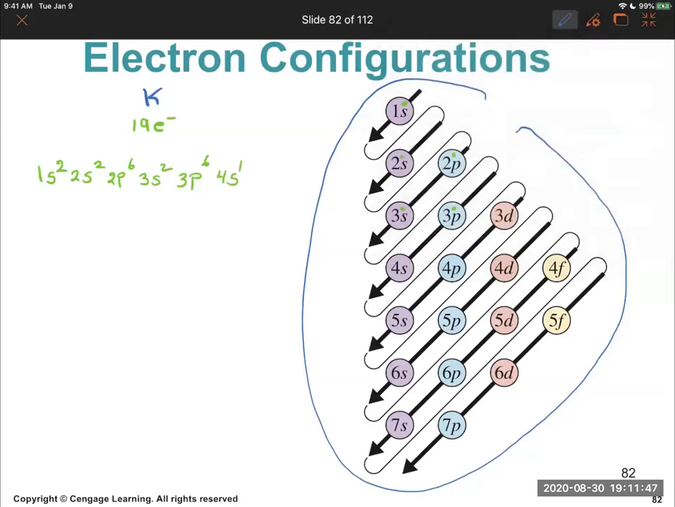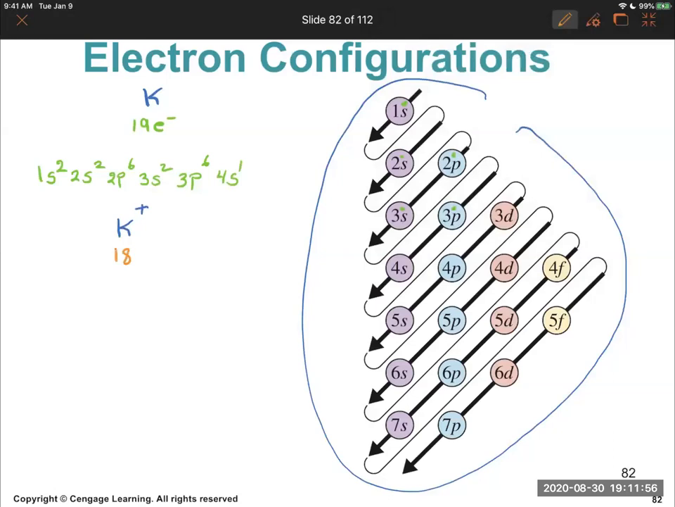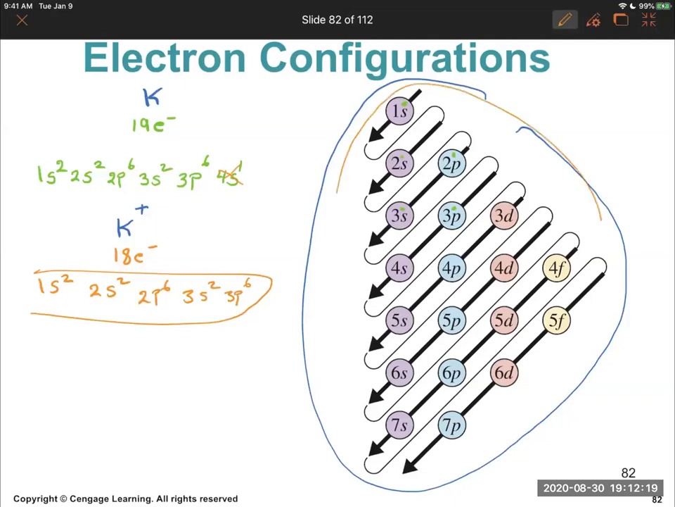If I ask you for the electron configuration of potassium plus, that means it has 18 electrons. So the electron configuration would be 1s2, 2s2, 2p6, 3s2, 3p6. That's it. Notice the difference, because this one you don't need anymore. So knowing this diagram is really easy.